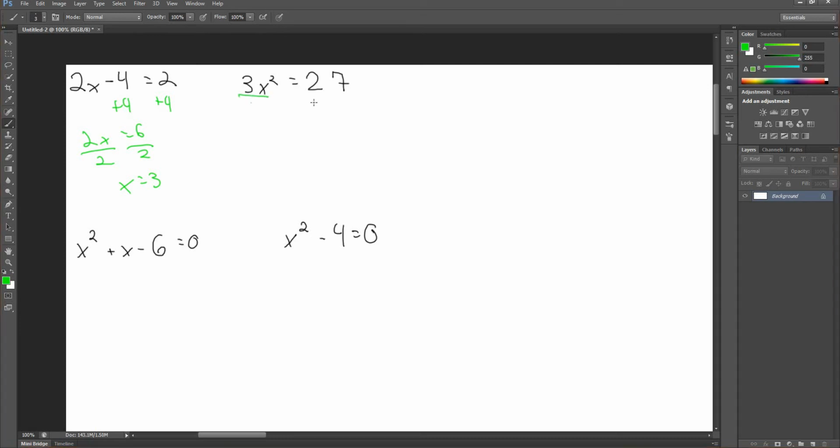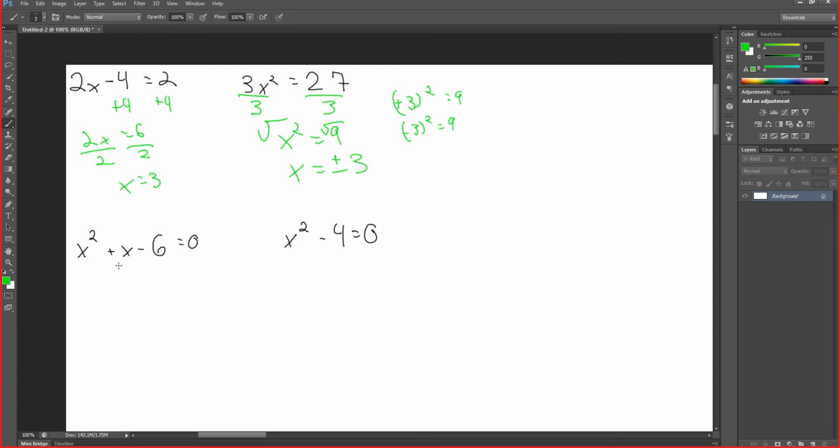27 divided by 3 is 9. Square root that, and that's 3. What kind of 3? x equals 3. But these are plus or minus 3, because 3 squared is 9 and negative 3 squared is also 9. Okay, next one.